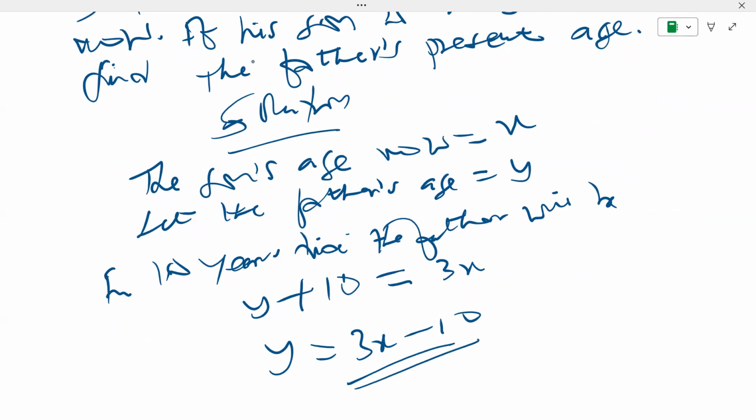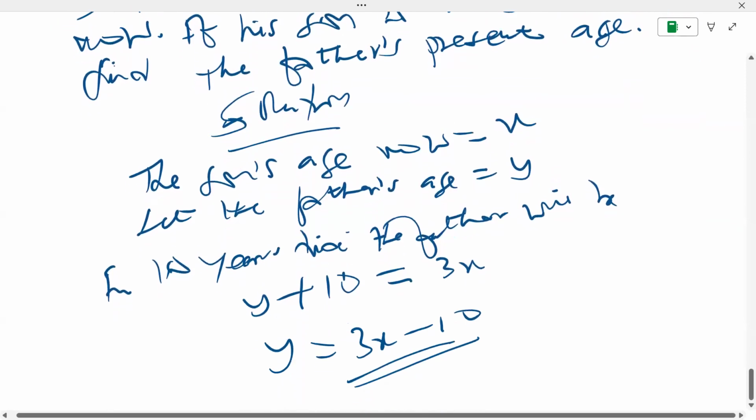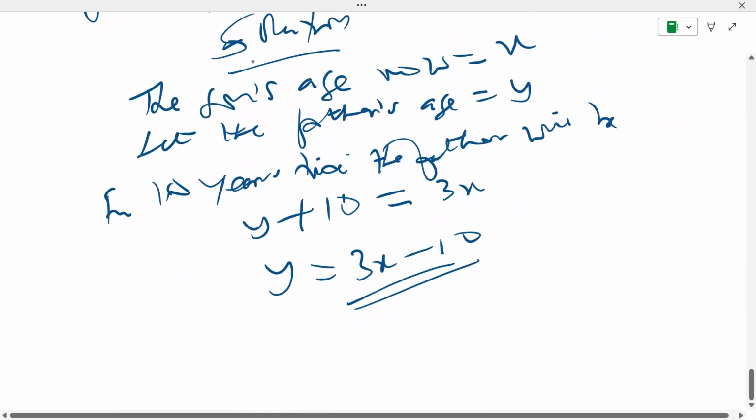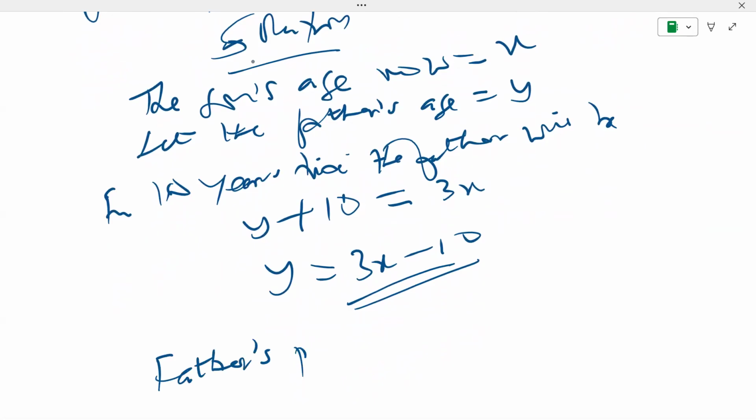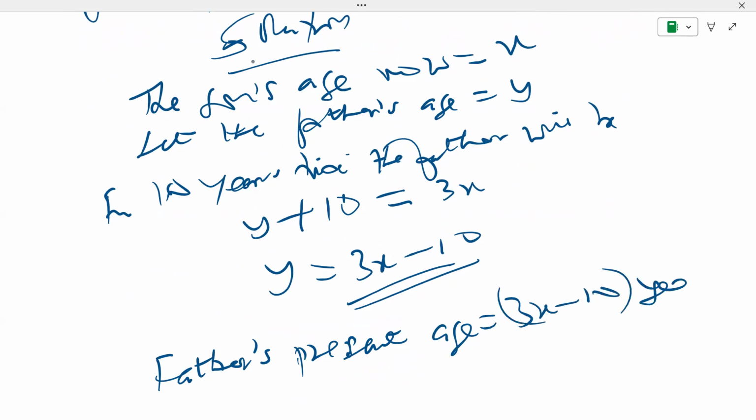And this is the number of years that we actually need. So in 10 years' time, the father will be 3 times the age of his son, that is in 10 years' time. But if we want his age now, say, find the father's present age, the father's present age is 3x minus 10 years. So this is the father's present age.